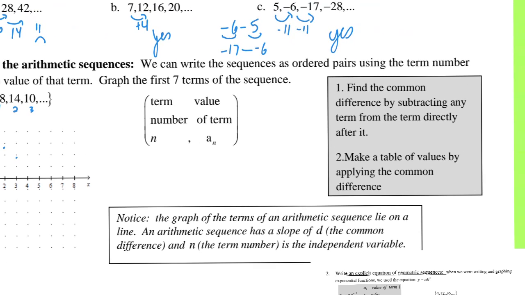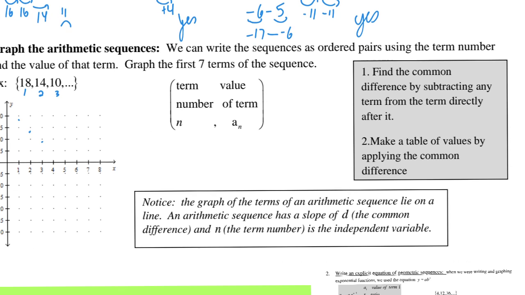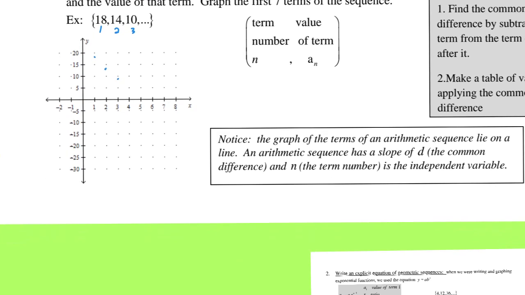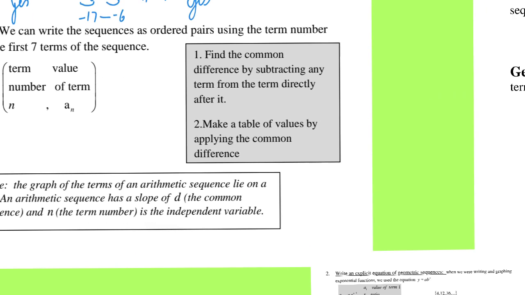I said take the term after it, subtract off the term before it, and you can graph these values to see, is it linear? The graph of an arithmetic sequence lies on a straight line. It has a slope of d, the common difference, and n, the x value, is the term number. That's the independent variable. So it's just kind of interesting to see. You can watch arithmetic sequences as the term numbers increase or decrease by a common difference.